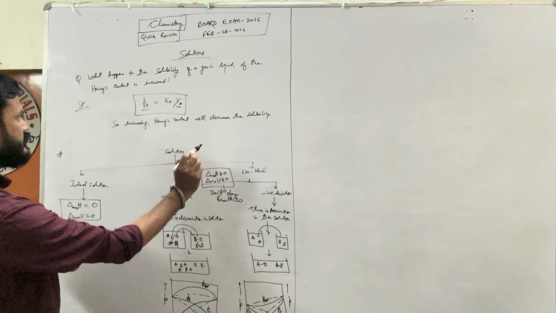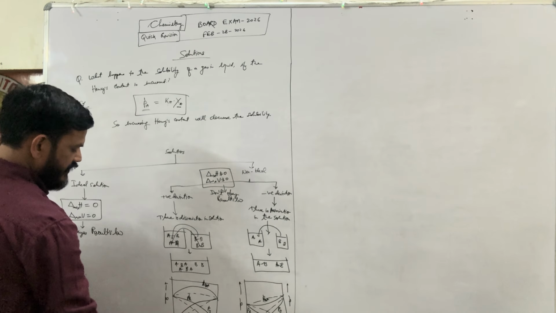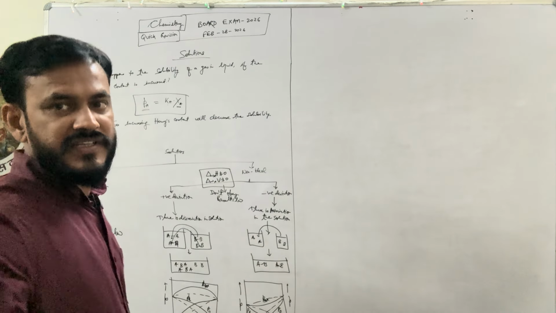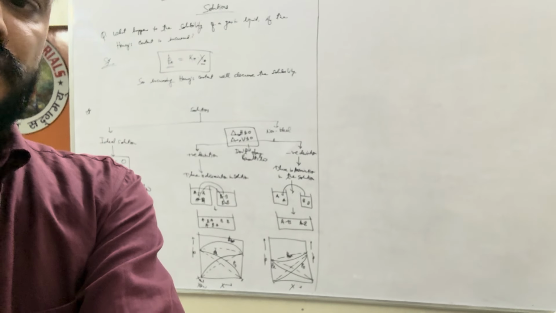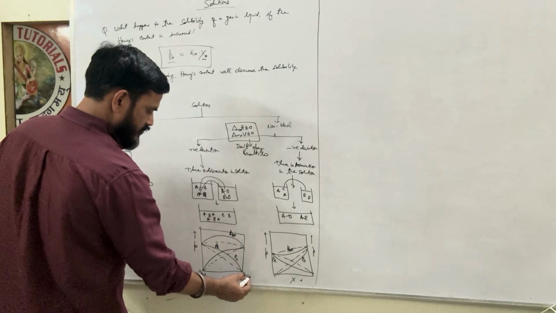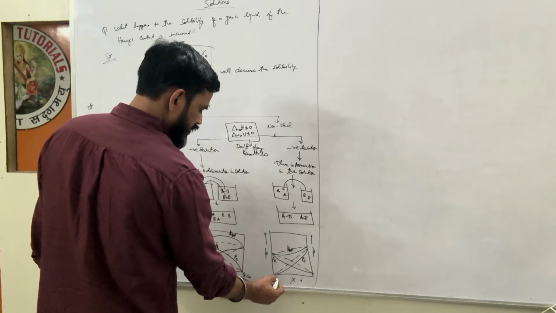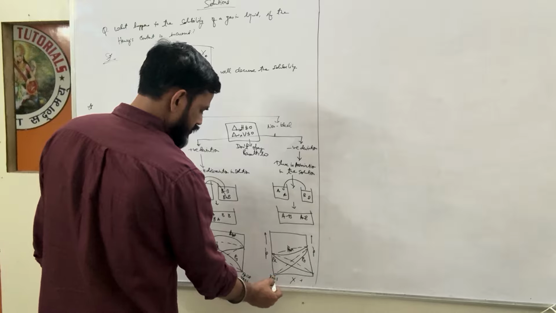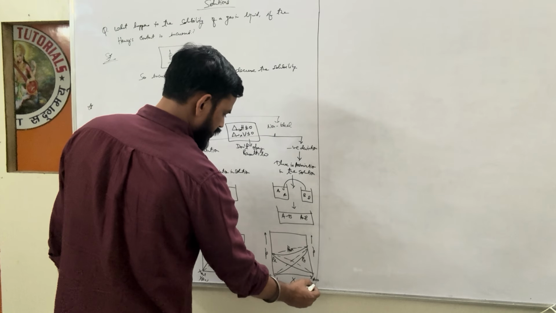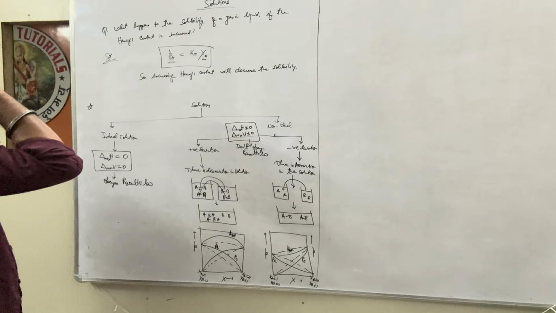This is P total. So you see chi A equal to 1, chi B equal to 0 here. Let me show you the graph properly. Here chi A equal to 0, chi B equal to 1. Same here, chi A equal to 1, chi B equal to 0. Here chi A equal to 0, chi B equal to 1. So you see it has got negative deviation, it has got positive deviation.